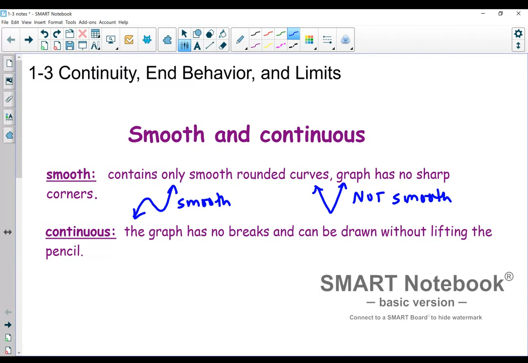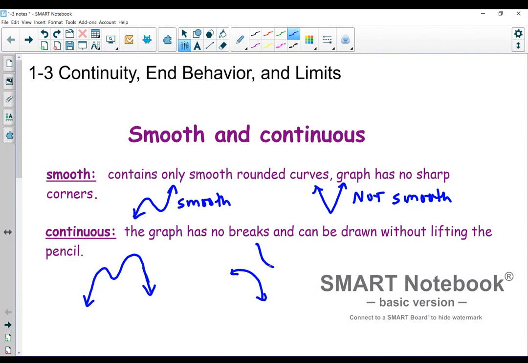The other word we're going to use to describe functions is continuous. Continuous means the graph has no breaks and can be drawn without lifting the pencil. So again, if I go back to some kind of polynomial function, I can draw the whole thing. I have to put my little arrows at the end, but I'm doing the whole thing without lifting my pencil up.